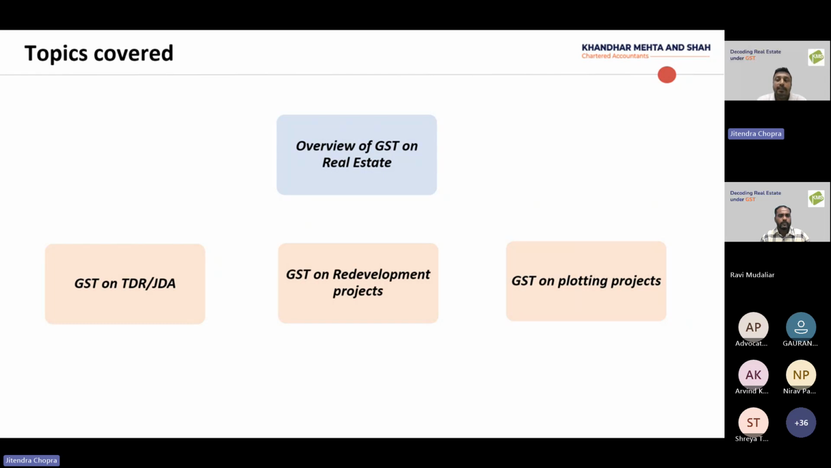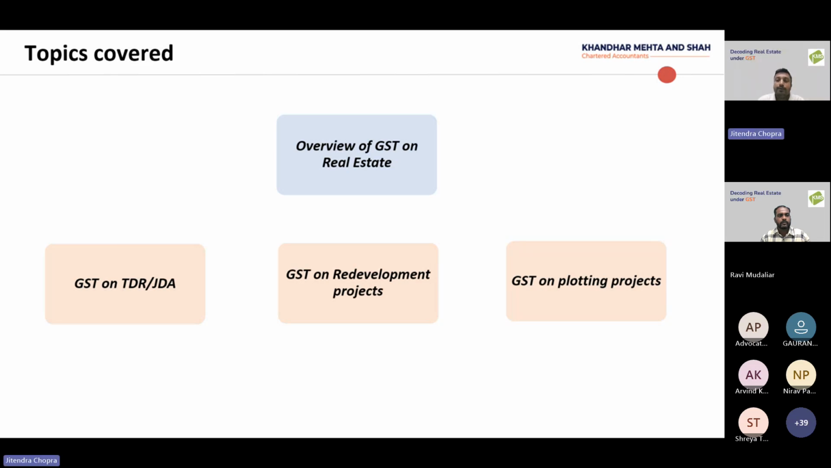The flow of the session is intentionally structured in this sequence. First, we will build the conceptual foundation. Once the basics become clear, then TDR and JDA become easier to understand. After that, redevelopment projects become easier because redevelopment is actually an extension of TDR principles. And finally, plotting projects, which currently is one of the most controversial areas under GST. We will also discuss practical examples, valuation issues, litigation position, and recent judgments. So first, understand the legal framework.